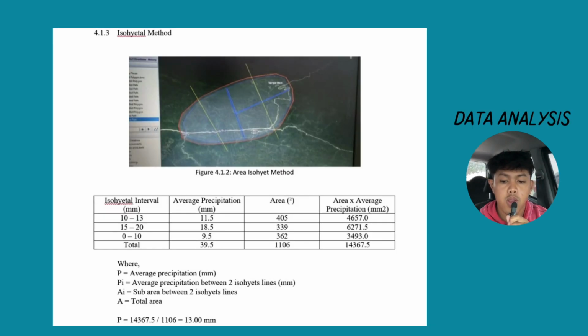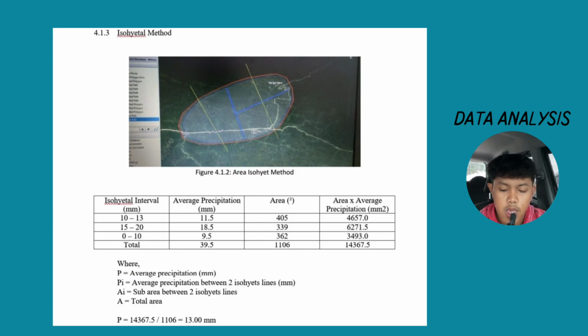Next, we go through the isohyetal method. This is the catchment area for this method that we sketched. So we go through the table below, the isohyetal interval in mm. The first one is 10 to 13 mm. Then we have to find the average precipitation, which is 10 plus 13 and then divided by 2, and we got 11.5.